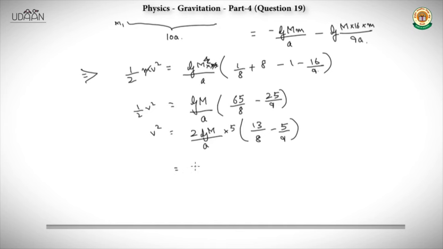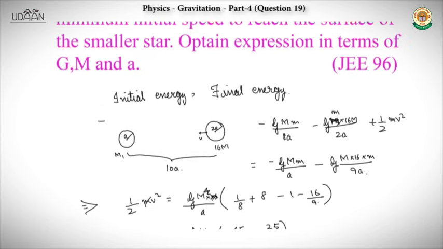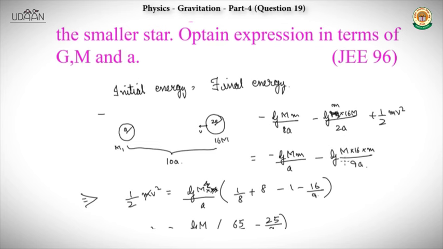So therefore velocity finally would be 1 upon 6 under root G m upon a into 5 into 77. When you multiply this, it will come out to be 117 minus 40. So this is the final answer. So again, it's an easy question. Just write down the terms of energy correctly, don't mess it up, and you will be just fine.